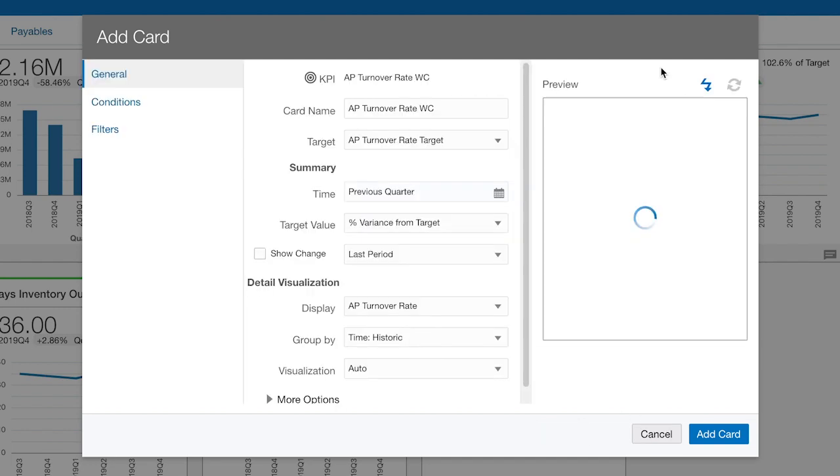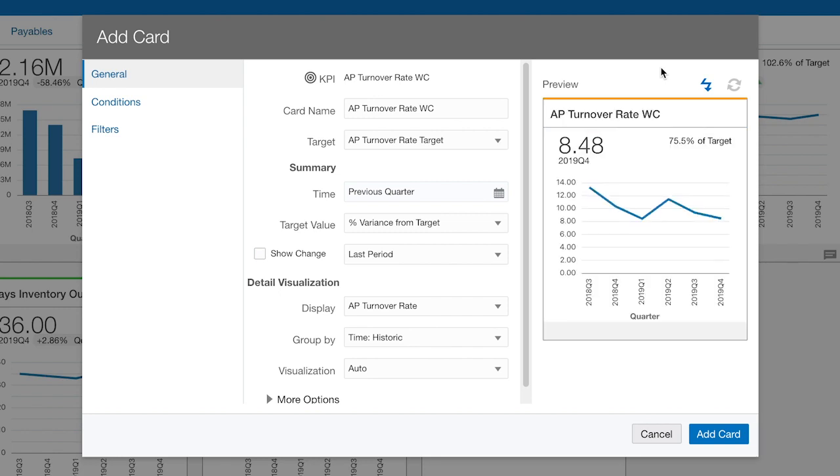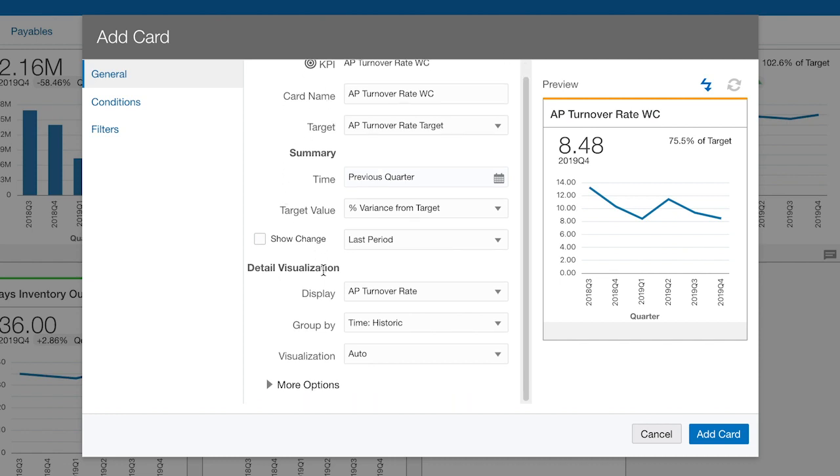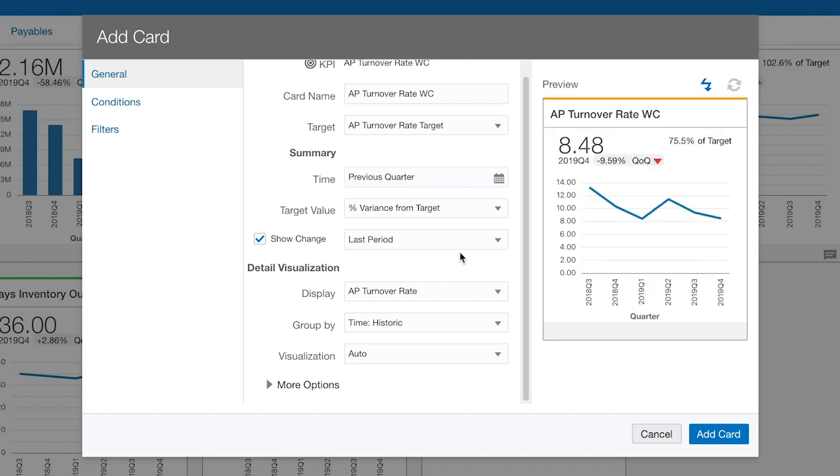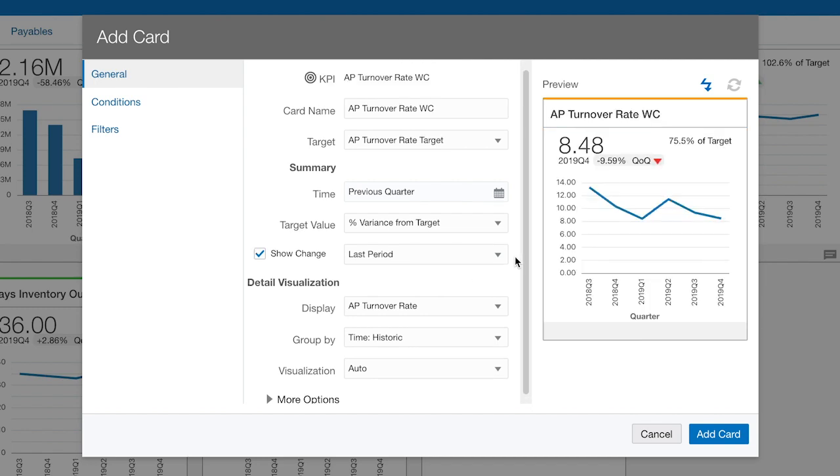The financial manager also wants to personalize this card a bit more before he adds it to his deck. And so by customizing it, he's going to include a metric that shows him how much they're paying back quarter by quarter. And so he sees that once he includes this metric, that OAX has already put in a calculation and shows him that they're paying back their suppliers at a rate that is 9.559% lower than the last quarter.